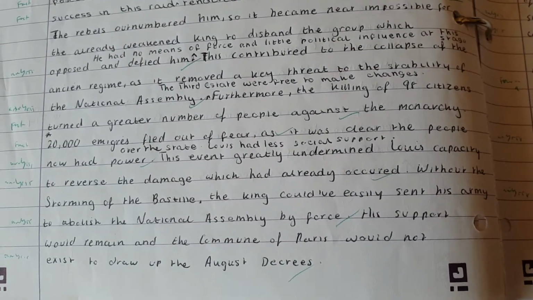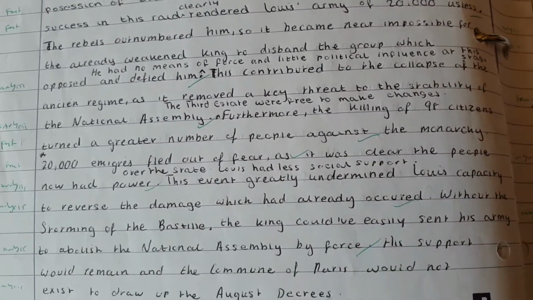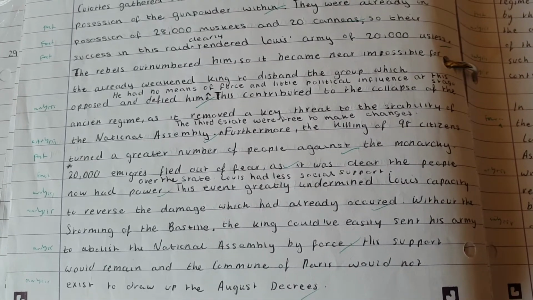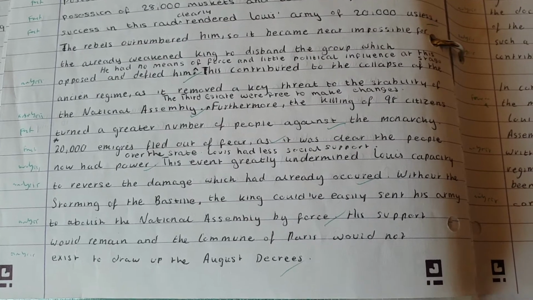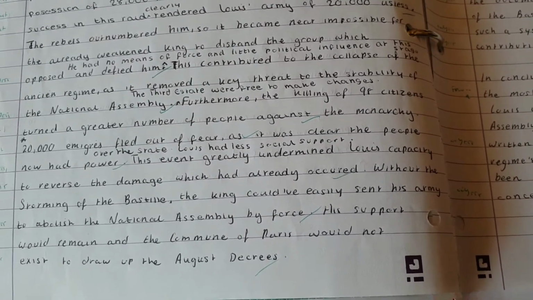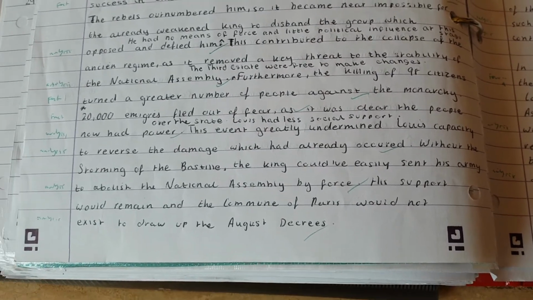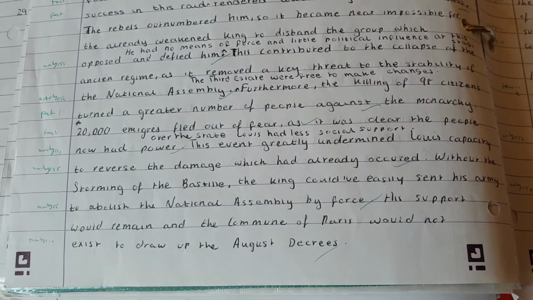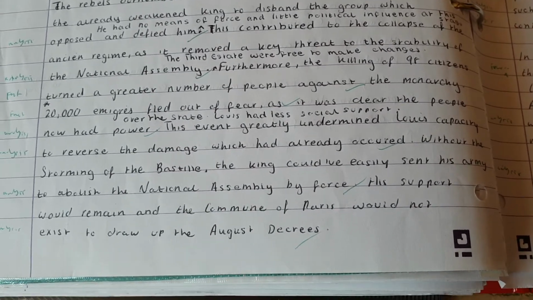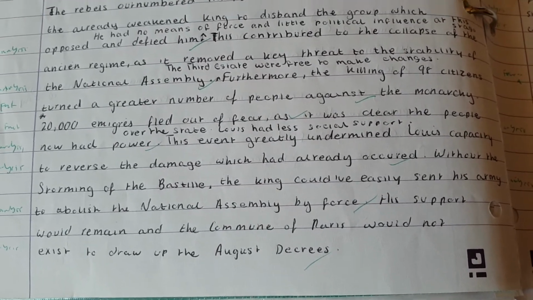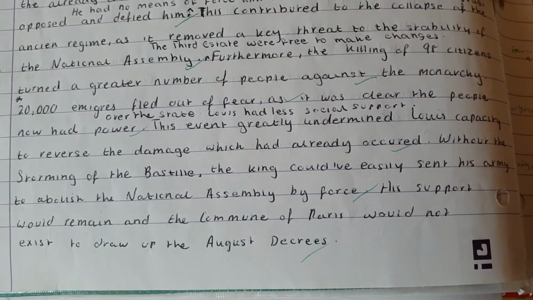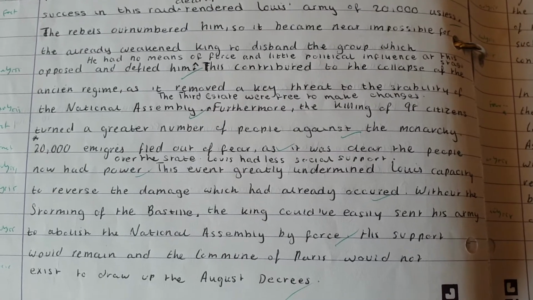So at the end of my paragraph, I also try and include a little evaluation. Without the storming of the Bastille, the king easily could have sent his army to abolish the National Assembly by force. His support would remain, the Commune of Paris would not exist to draft the August decrees. So I've linked it and then I've compared it to the other point. So I said, well, the August decrees aren't as important because they wouldn't have happened if this didn't happen.